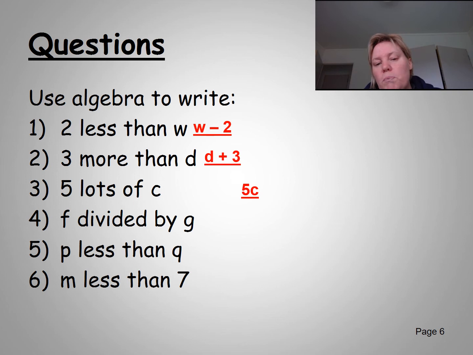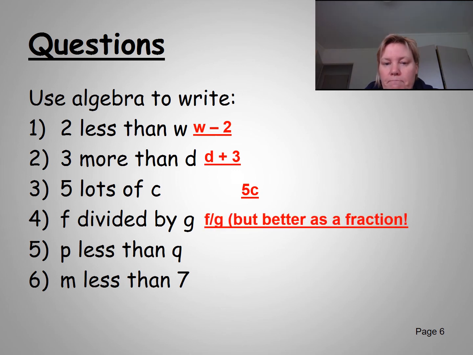Now, if you put a multiply sign in between the 5 and the C, you need to get out of that habit now. F divided by G looks like this, but we can also write it much more easily as one over the other. I just couldn't type that very easily.